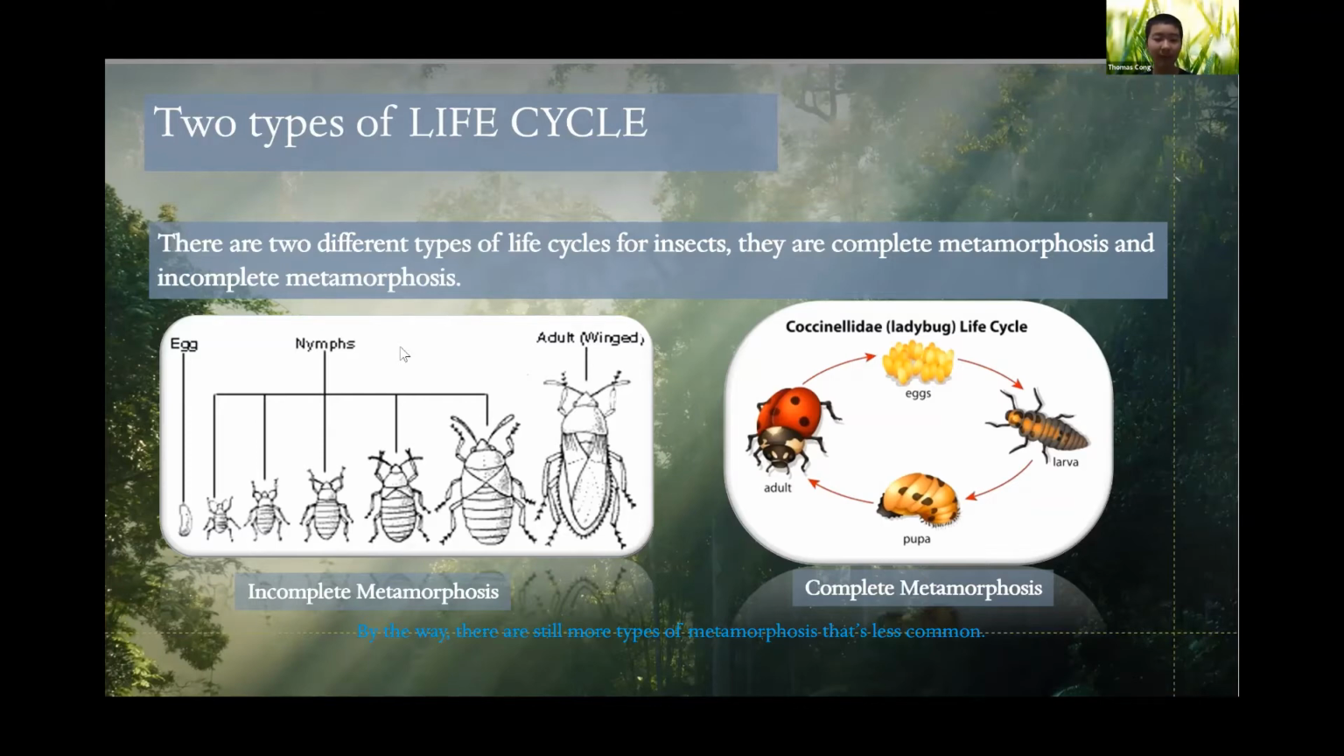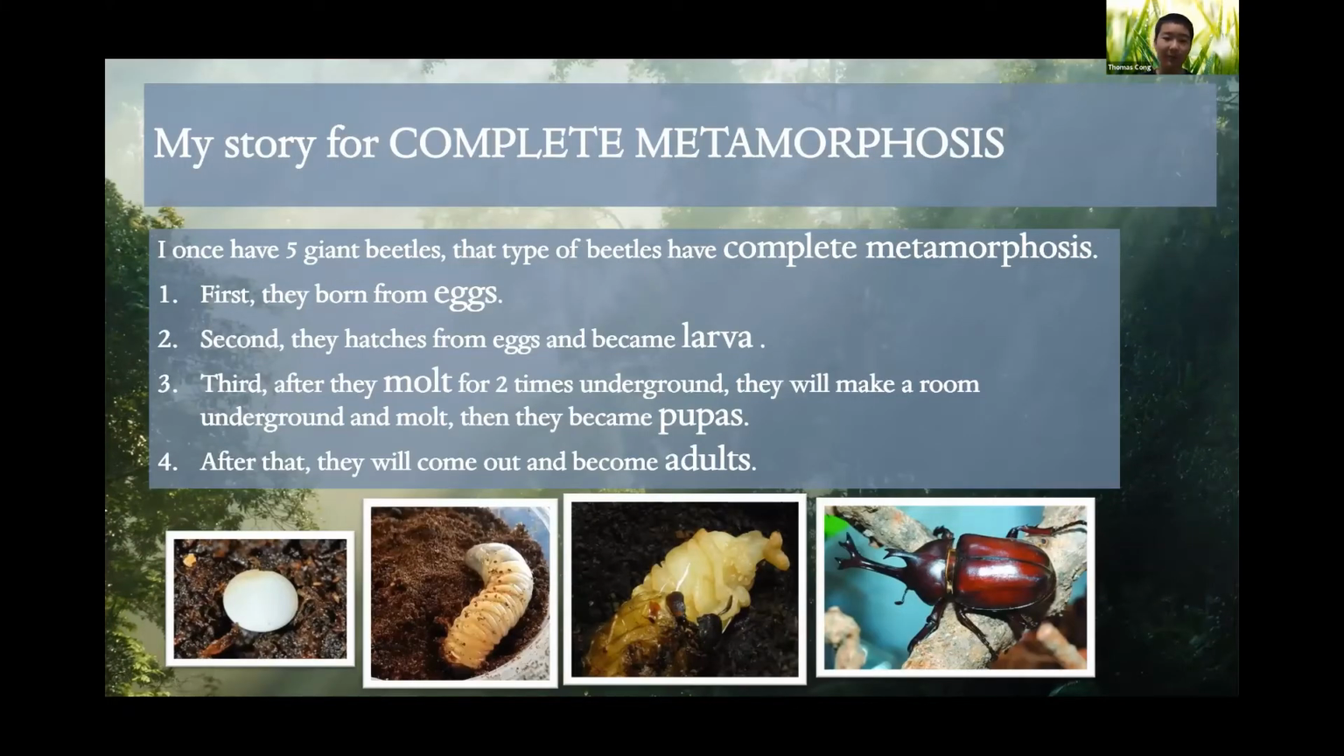And now it's time to tell you guys my story about complete metamorphosis. First, I once had 5 giant beetles. That type of beetle has complete metamorphosis. First, they were born from eggs, and second, they hatched from the egg and became larvae. I didn't see the part where they hatched or molted the first time, because we got them as second stage larvae, and when we got them, they were already big and fat.